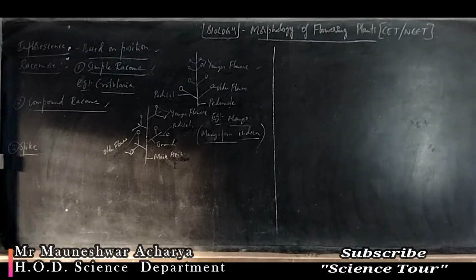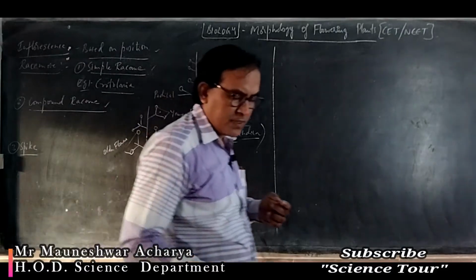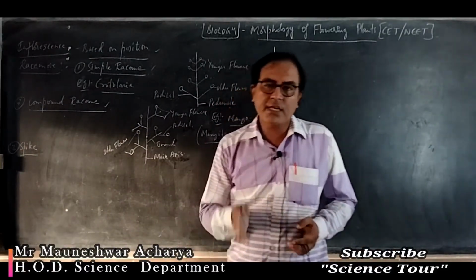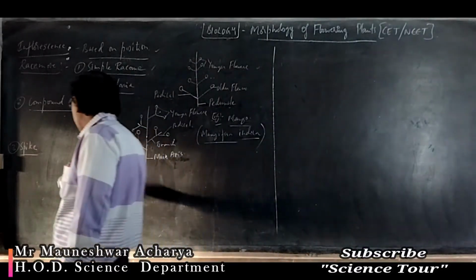The main axis is elongated and the flowers are sessile, and the opening is just like that of the simple raceme. That means the older flowers present at the base will open first, then the younger flowers will open up next. So, spike is like this.